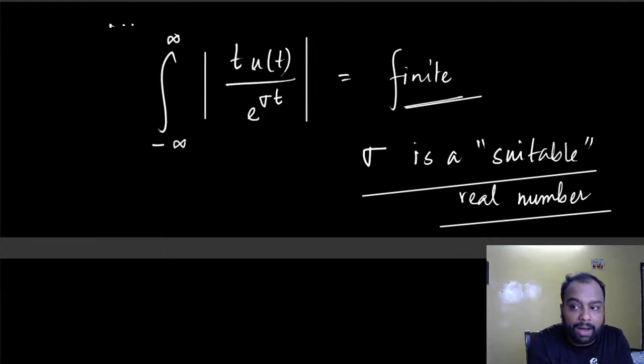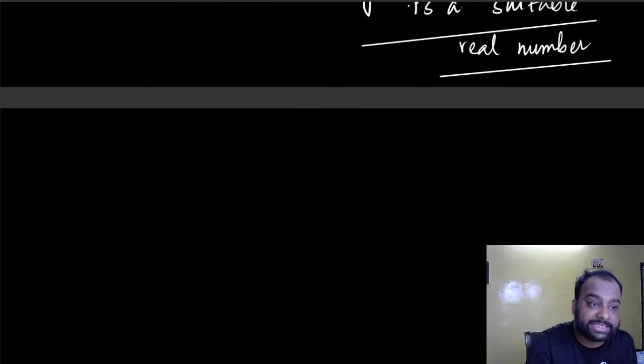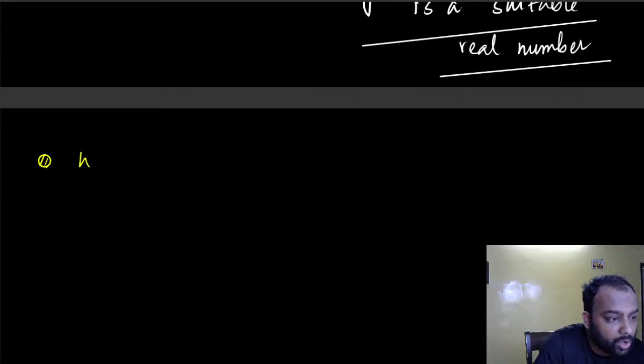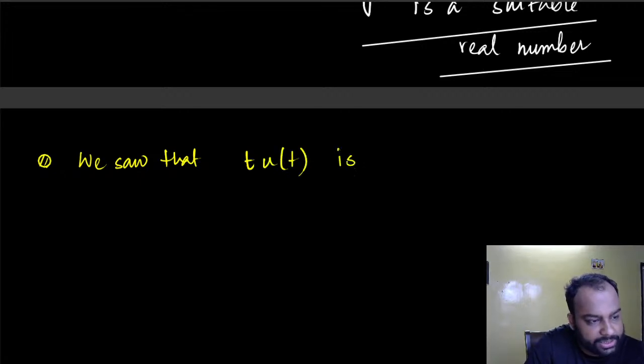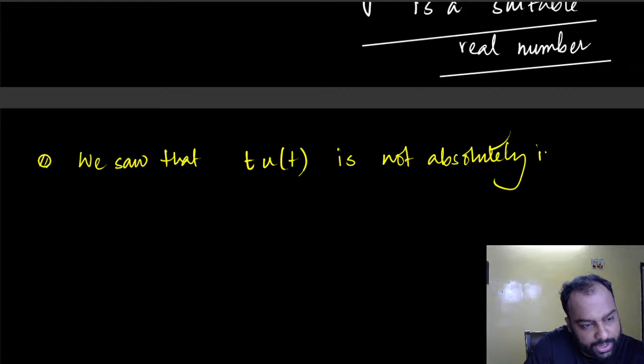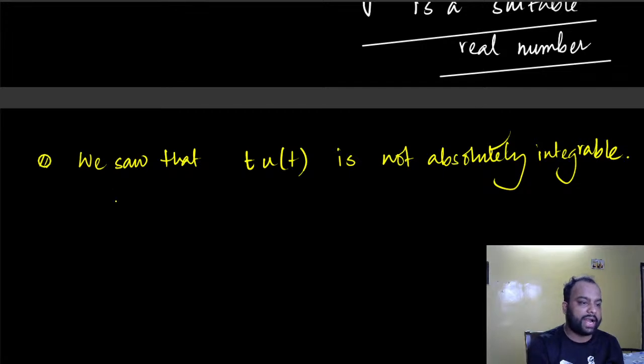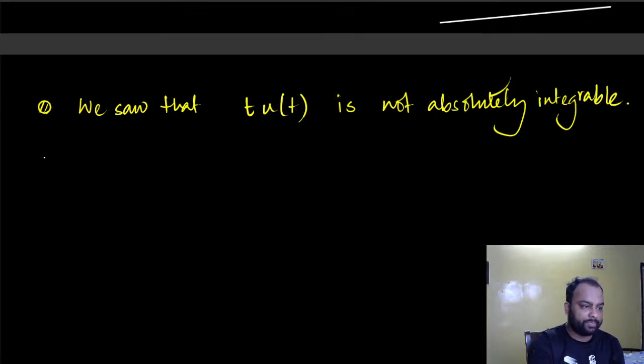So let's sum up what we just did. And this is fine, right? You can do the integration by yourself. Let's sum up what we did, step by step. In the first step, we saw that this signal t u(t), which is the ramp signal, is not absolutely integrable, right? So we saw that t u(t) is not absolutely integrable.